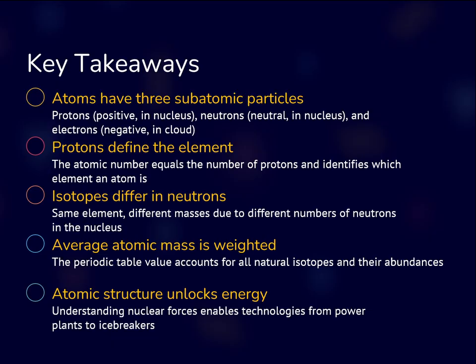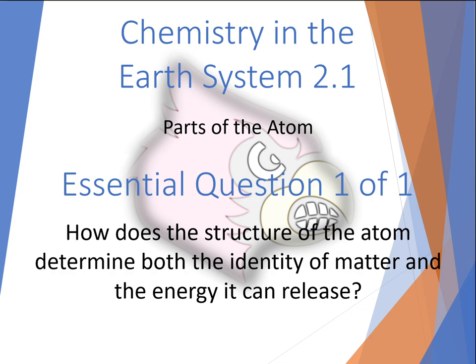Third, isotopes are versions of the same element with different numbers of neutrons. They have the same identity but different mass and sometimes different stability. Fourth, the atomic mass on the periodic table is a weighted average of all of the naturally occurring isotopes. At this point, you should be able to generate a full and appropriate response to today's essential question. How does the structure of an atom determine both the identity of matter and the energy it can release?